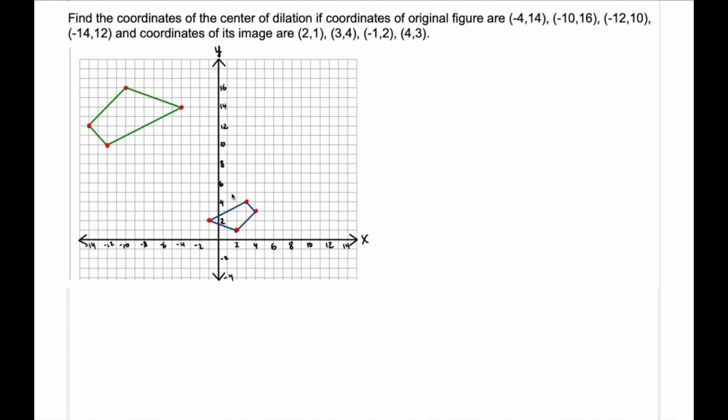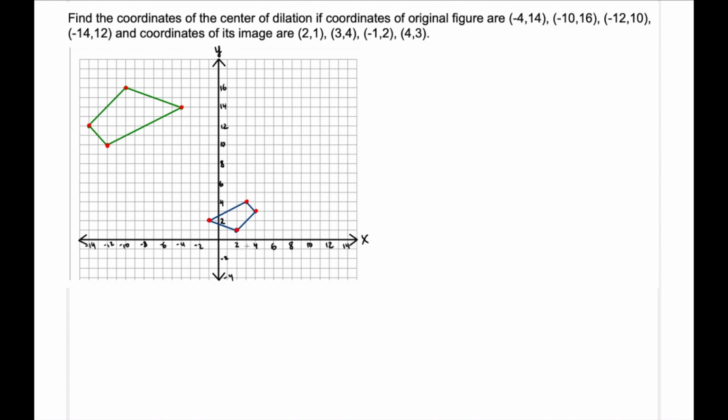And the image is drawn right here. You can see that as well. Now notice that in order to find the center of dilation, we will need to first find the scale factor of this dilation, right? Because we don't know what the scale factor is. It's not given to us. So we're going to have to calculate it by using a couple of tricks.